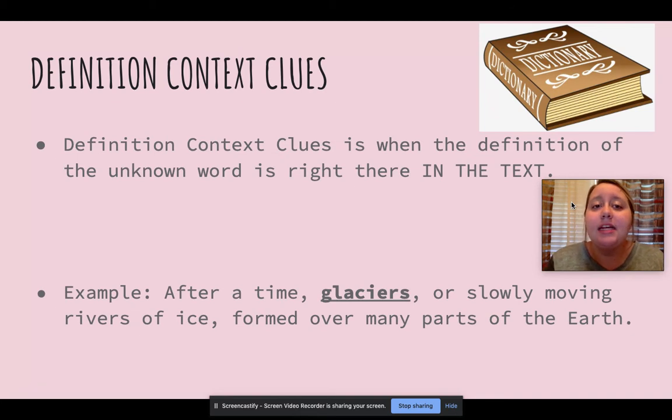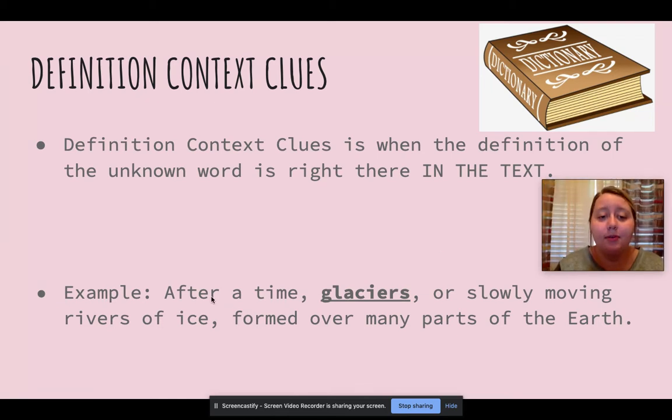So the first one is definition context clues. That's when the definition of the unknown word is in the text. Typically they'll give us words like "or" and "is" to let us know what the definition of that word is without having to go to a dictionary.